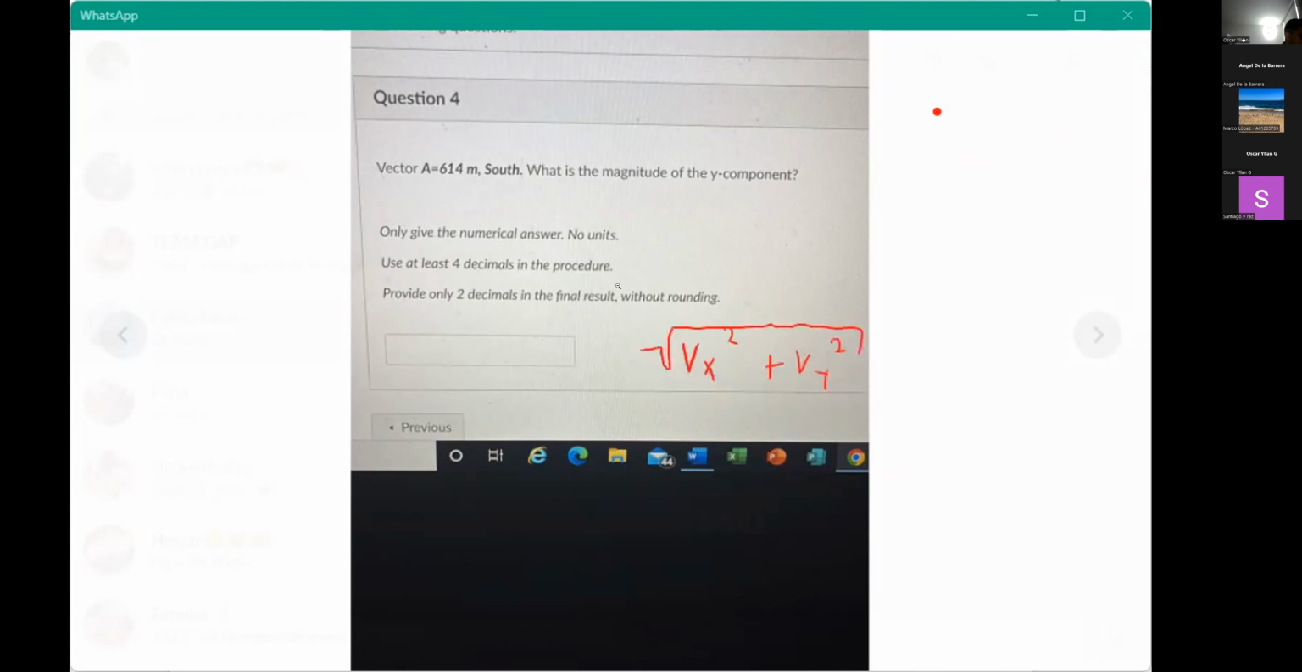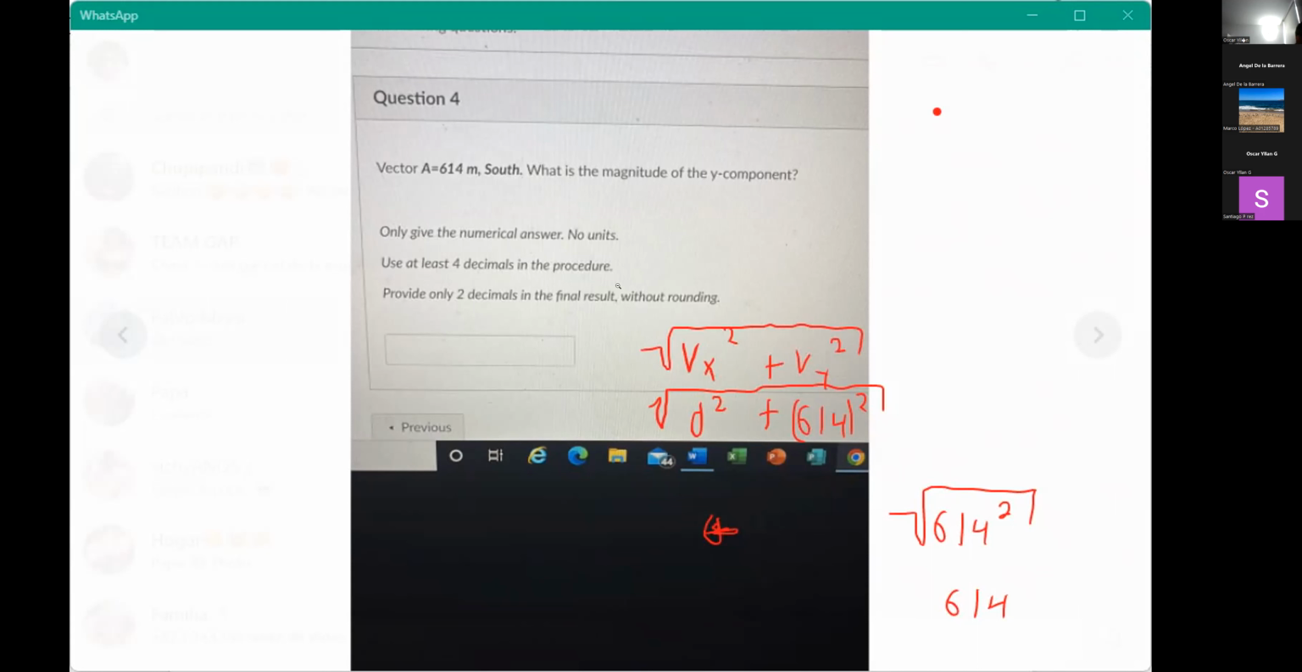Okay, Vx is 0, right? Because it just said that it's to the south. Plus Vy squared, the square root. So the magnitude is going to be 614. But why? I don't understand. Why does the south equal 0?